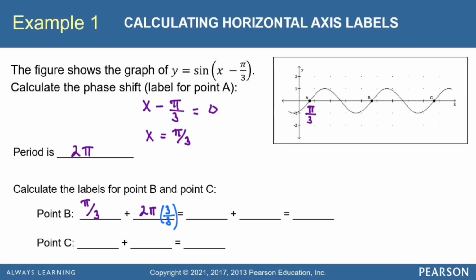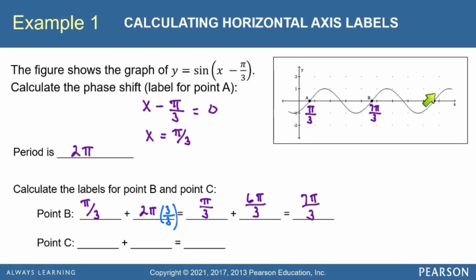And so now we're adding pi over 3 plus 6 pi over 3, because 2 pi times 3 is 6 pi. And so we have pi over 3 plus 6 pi over 3, and we add the numerators, and that adds up to 7 pi over 3. And so that's our label for the end of the first period. Now to get from point B to point C, we would need to travel another 2 pi.